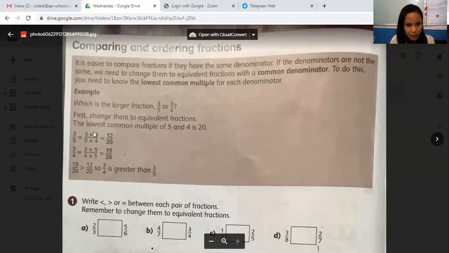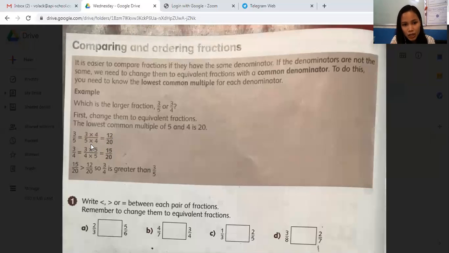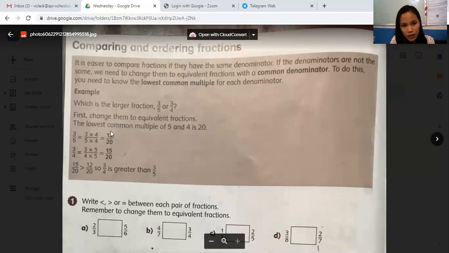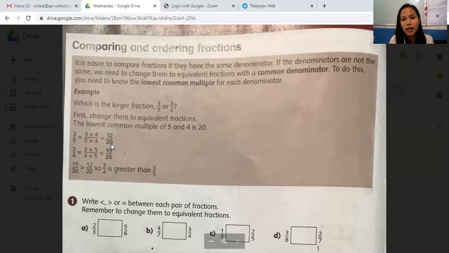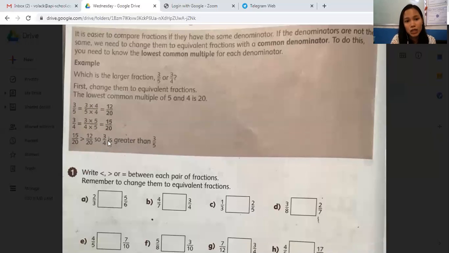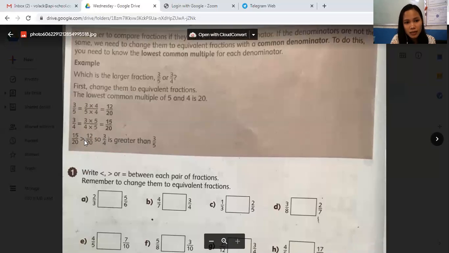So here 3 times 4 is 12, and 5 times 4 is 20. Right now you have another fraction, which means 3 over 5 equals 12 over 20. 3 over 4 equals 15 over 20. Now they have the same denominator, or you can call it the common denominator, and you can compare the fractions already. 15 and 12, which one is biggest? Of course, 15. So 15 over 20 equals 3 over 4, so 3 over 4 is greater than 3 over 5. This is the original fraction, and this is the equivalent fraction.